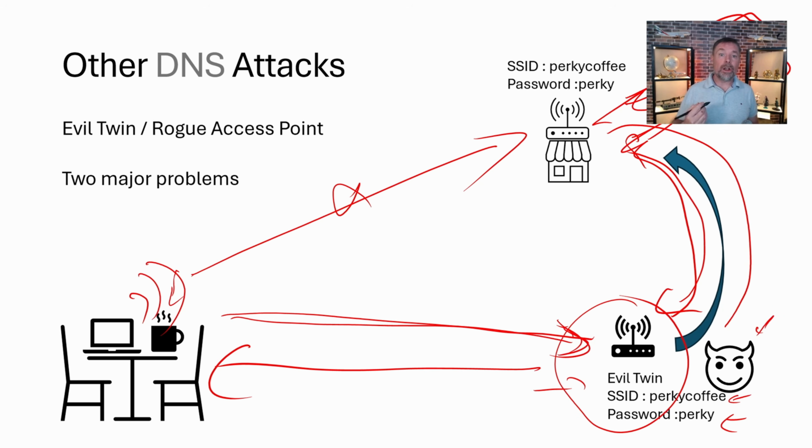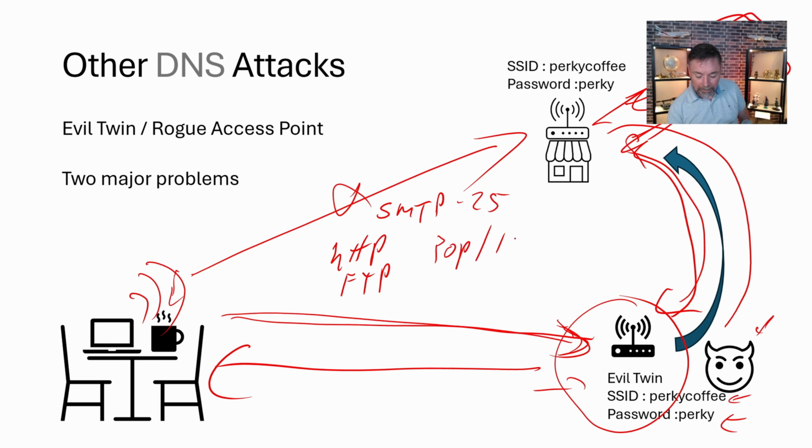Now, if you are not using secure protocols, if you're using HTTP, if you're using FTP, if you're using SMTP, port 25, if you're using POP and IMAP, these ports are 143 for IMAP, and POP is, oh my goodness, I can't remember POP right off the top of my head. These protocols are all in the clear.